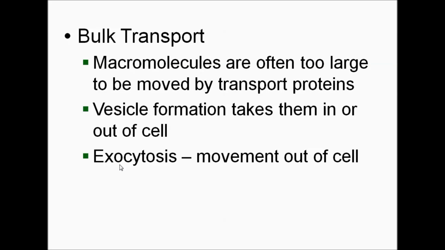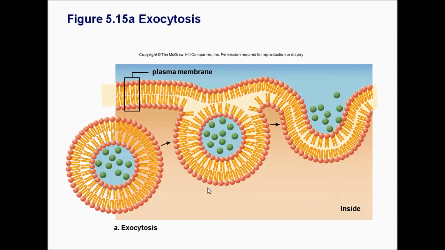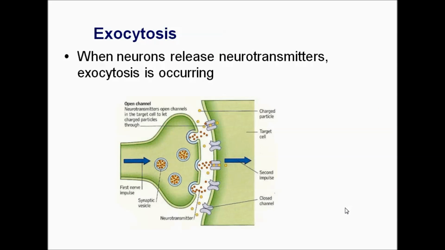So let's talk about exo, means to exit. Cytosis is cell, so this is movement out of the cell. And so we have this vesicle full of stuff that we need. Perhaps it's a hormone that's been built by that cell. So it moves to the cell membrane, it merges with it, and then it opens out so that little bit of whatever that we needed is released. Also, we take our waste out of the cell this way too.